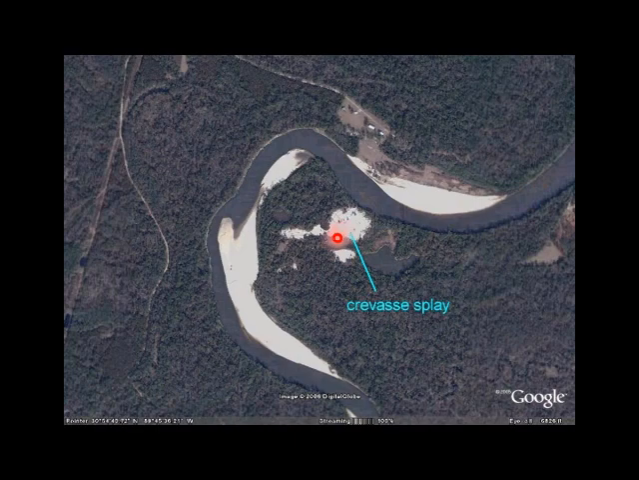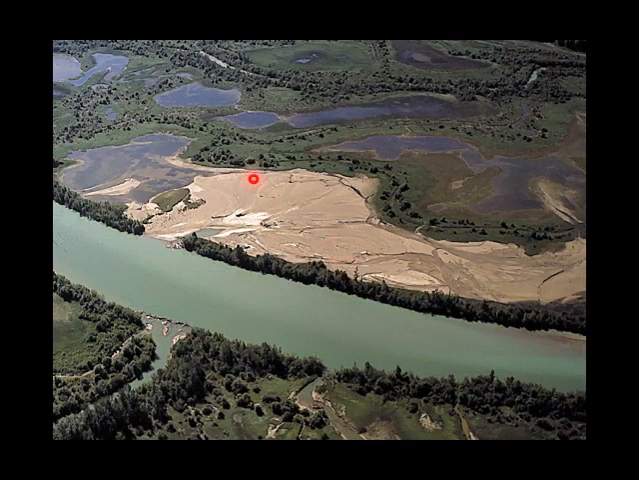This is the crevasse splay. They are formed by breaching of the levee during floods. This is a dramatic overview of a newly formed crevasse splay. Breaching of the levee may develop into new channels and therefore may lead to avulsion.